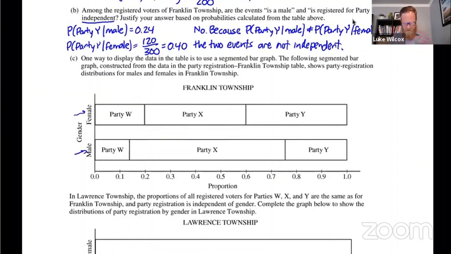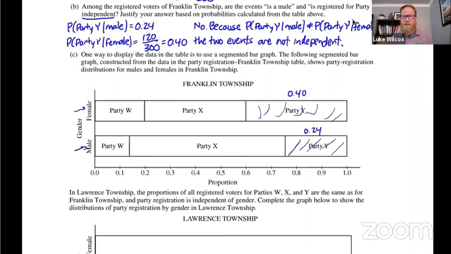And I think I can see our calculations here. This party Y here is for the females, and that's the 40% that we calculated in part B. And then this is party Y for the males, and that's that probability that we calculated in part A. And because those two were not equal to each other, we said that those two events were not independent.